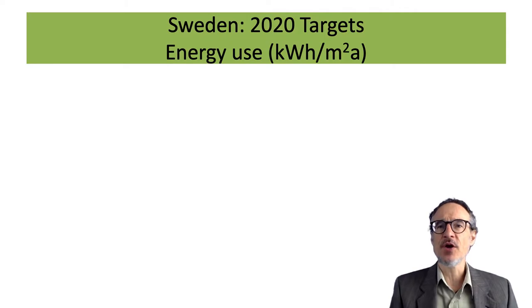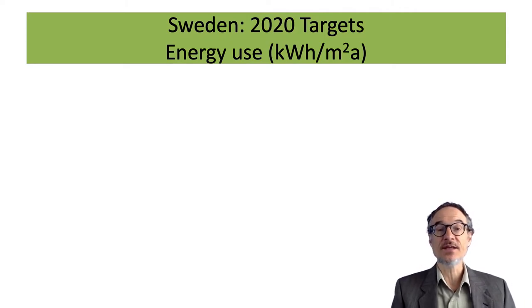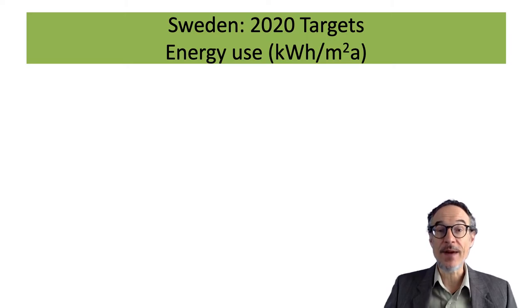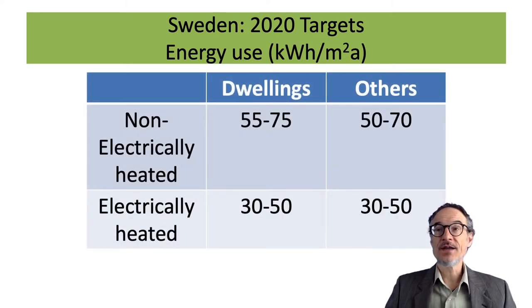Sweden, the next kind of standard is the performance-based standard, and this then is an energy use. So this is an outcome-based standard that dwellings must use less than 55 to 75 kilowatt hours per square meter per year.